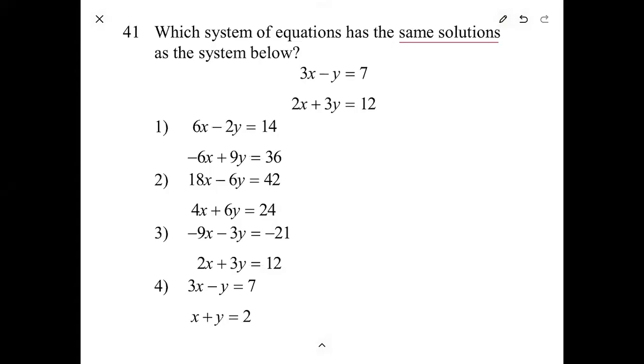All right, guys, this is Mr. H. This is question 41 from the Regents review. And so I am going to do a video on how to solve a system of equations. And then I'm going to post this and keep it moving.